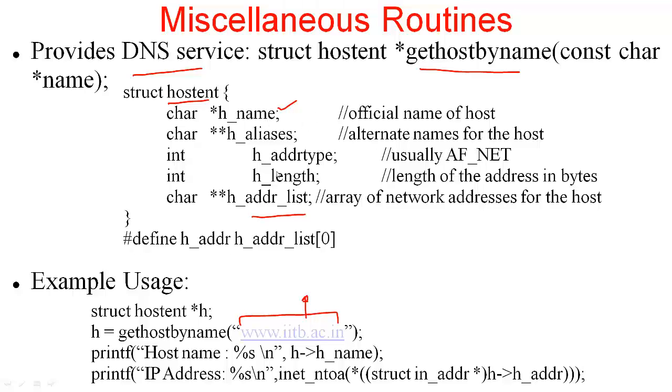Again, an example helps. So for example, you want to know what the IP addresses associated with this particular host are. You will do gethostbyname, you specify the string, and you can print what the name is using the command printf, and you can find out what the IP address associated with this is by doing the appropriate conversions. So there's a lot of typecasting involved here.